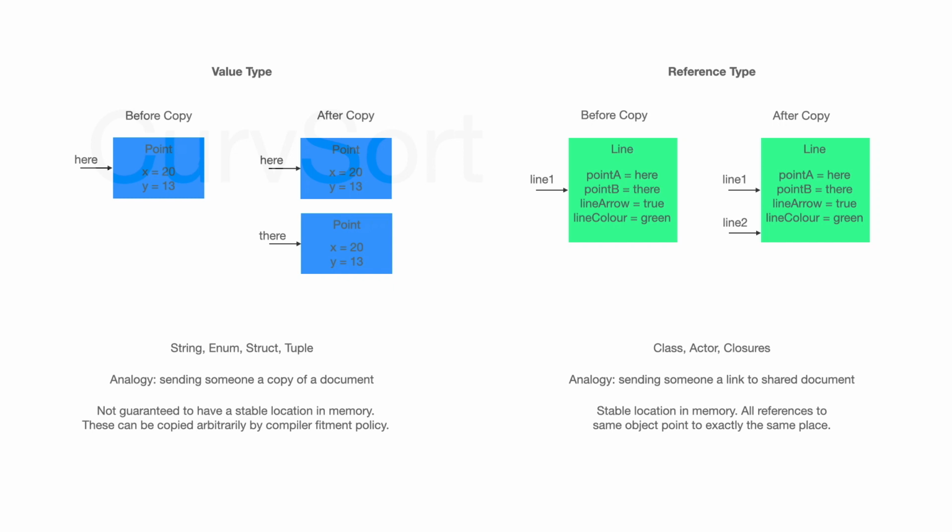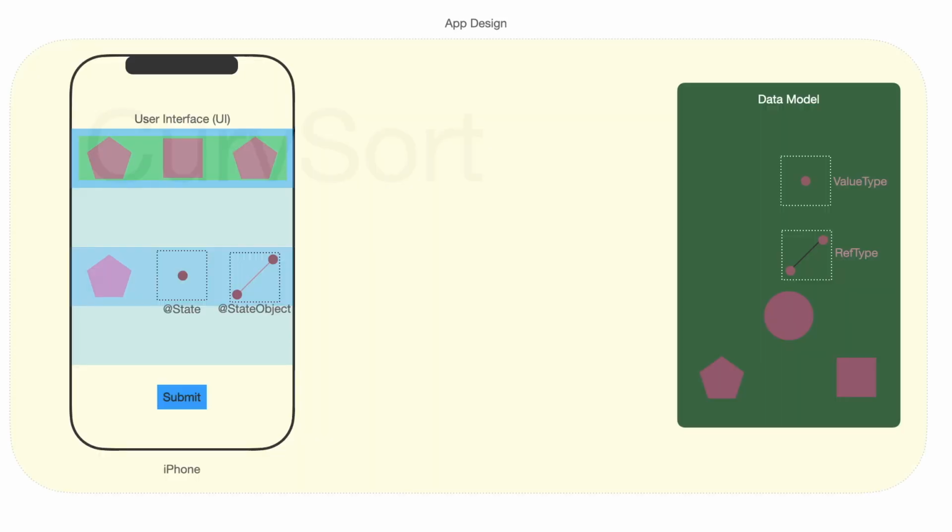Value types are not guaranteed to have a stable location in memory. During the assignment to a variable, a value type is put at any location that the compiler sees fit, but a reference type has a stable location in memory. All references to the same object point to exactly the same place. If the source of truth in the data model is a value type, @State is used in the view and assigned the corresponding value. And if the source of truth in the data model is a reference type, @StateObject is used in the view and assigned the corresponding value, which complies with the ObservableObject protocol.